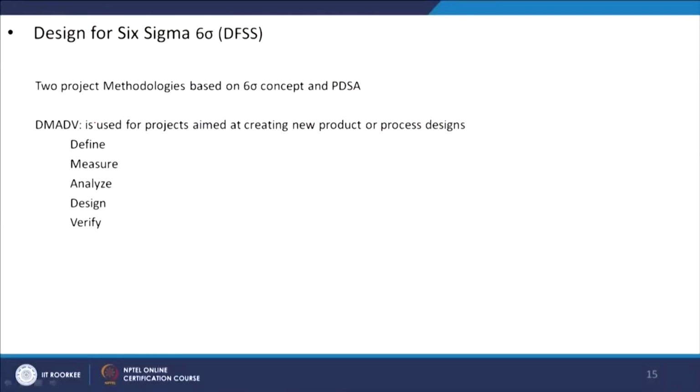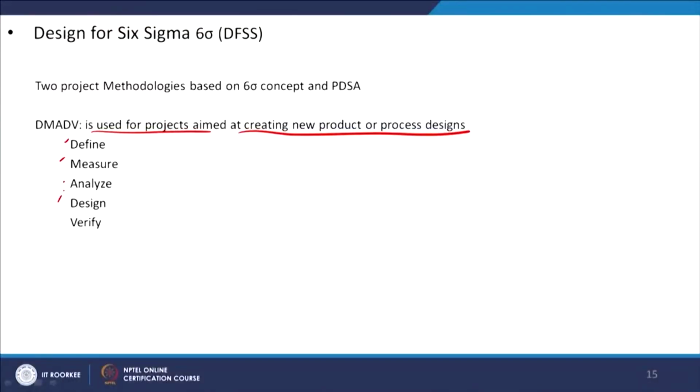The next model, which is quite similar, just has a different domain. It is used for a project aimed at creating a new product and/or process of design. So this is more related to the design process, and based on the design domain, only because of the domains, a few of the terminologies and names are slightly different. First is define, then measure, analyze, design, and verify.